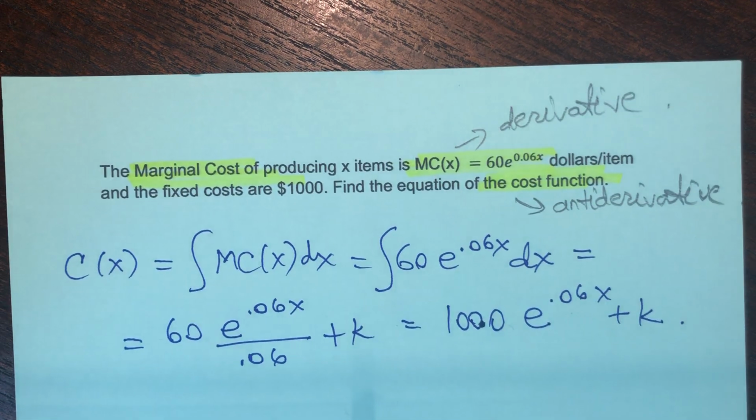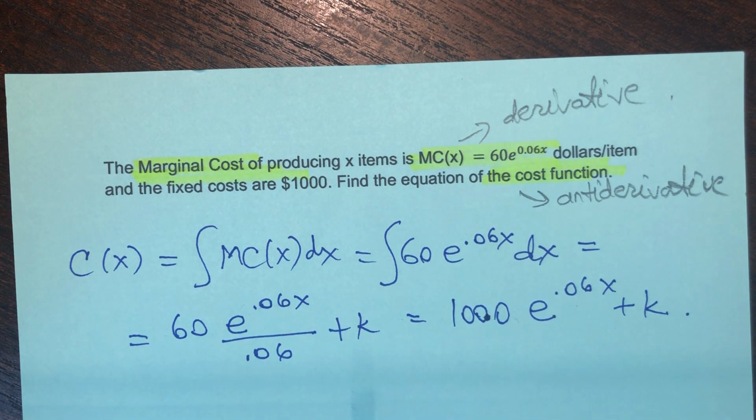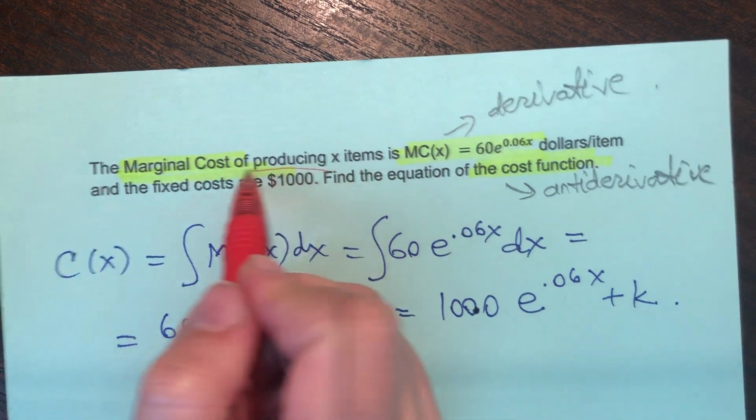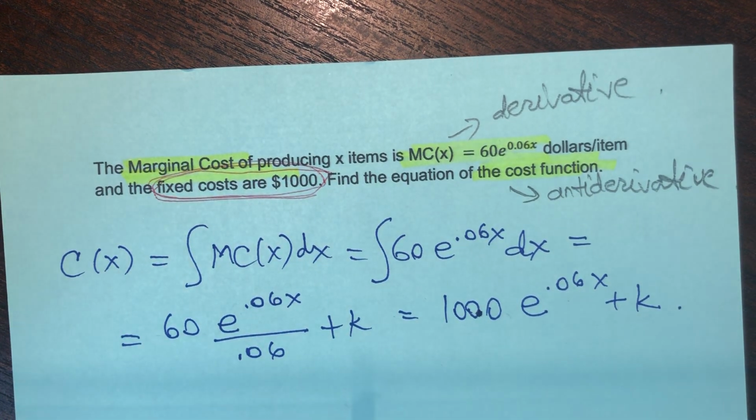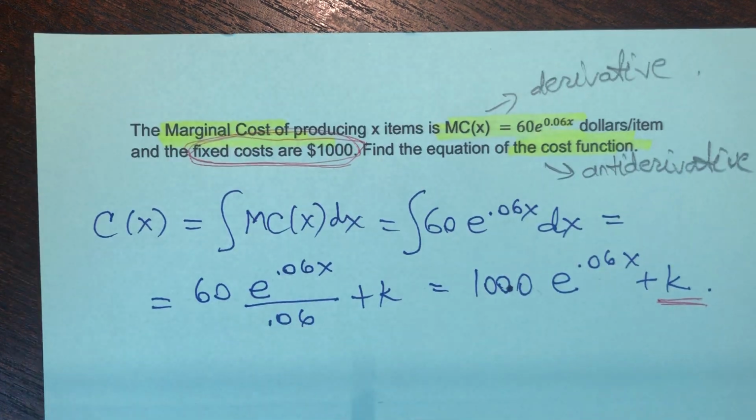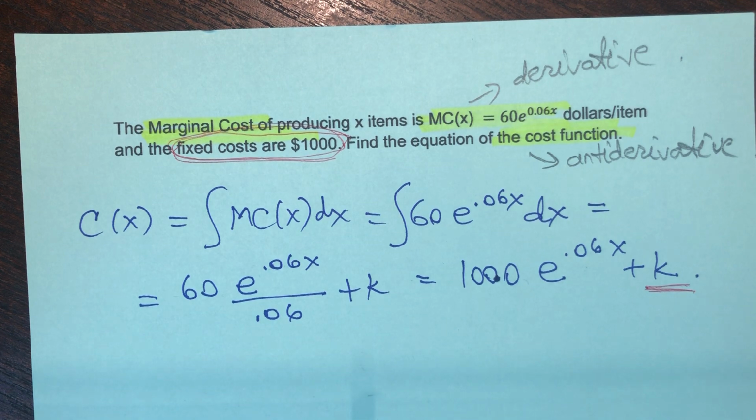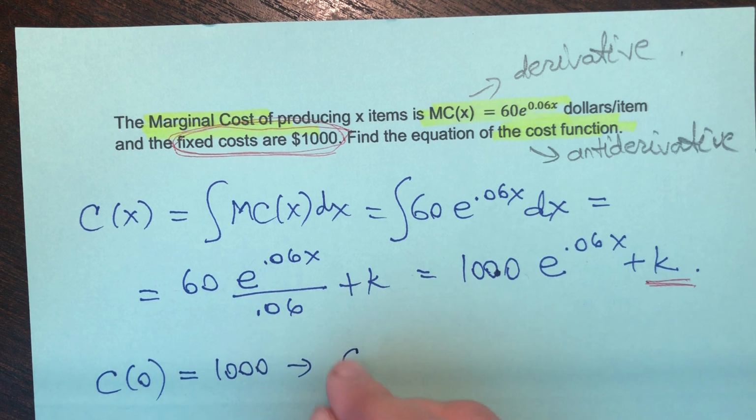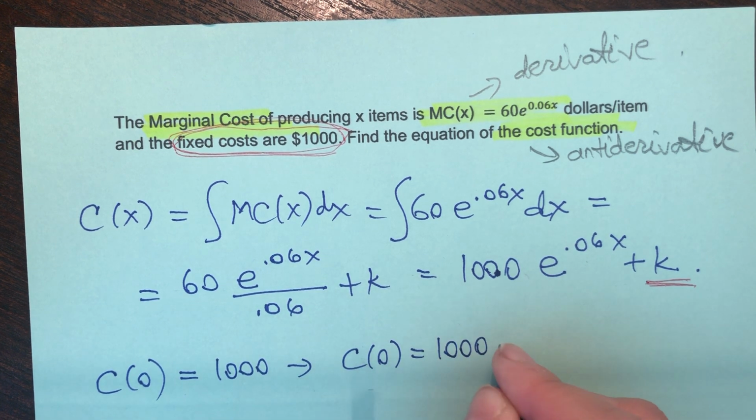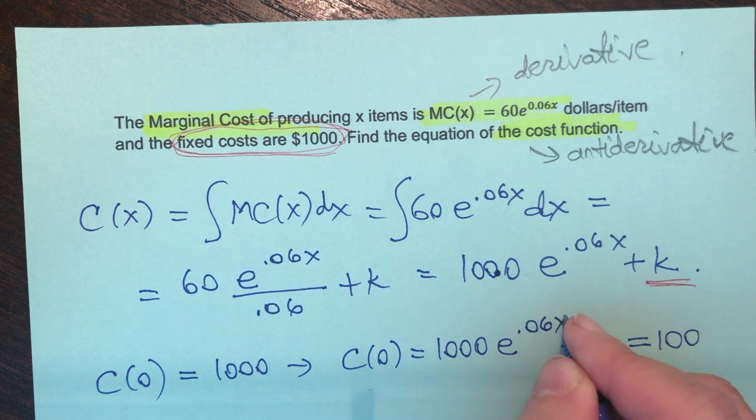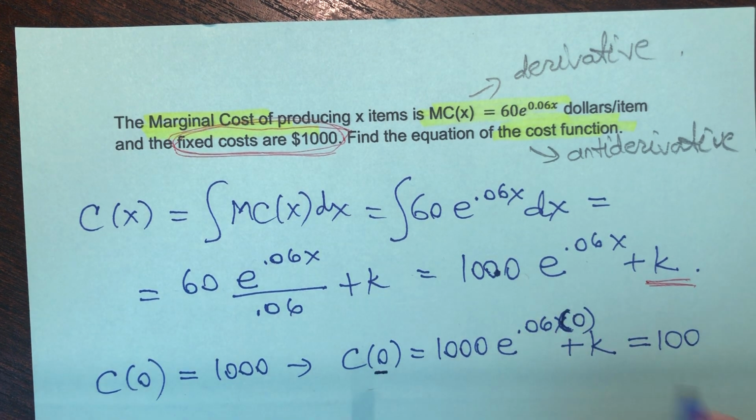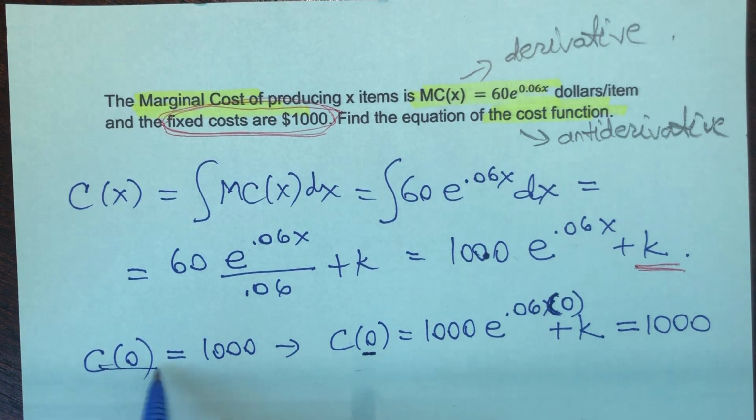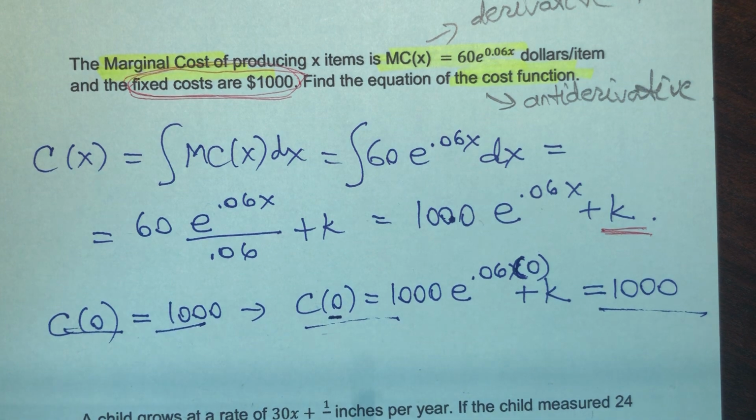Okay. So, same as in the problem we did in 5.1, is there a condition here that allows me to find this specific constant k for this problem? Yes, sure enough. It says the fixed costs, in other words, at 0 items produced, the costs are 1,000. So C of 0 is 1,000 e to the 0.06 times 0, and that's supposed to equal 1,000, plus k. So out of this, I should be finding the k.